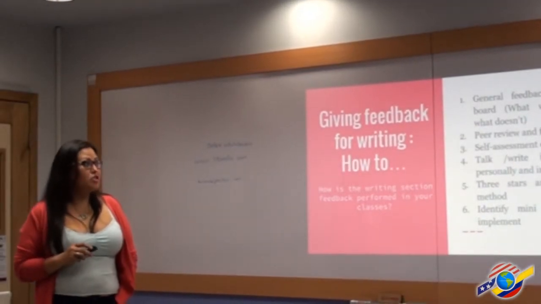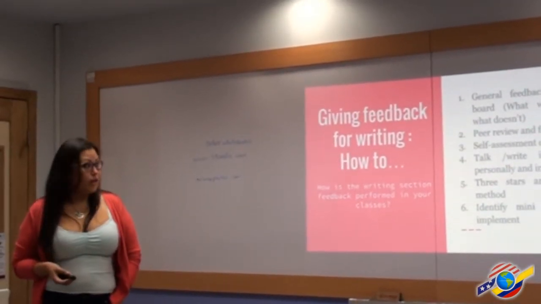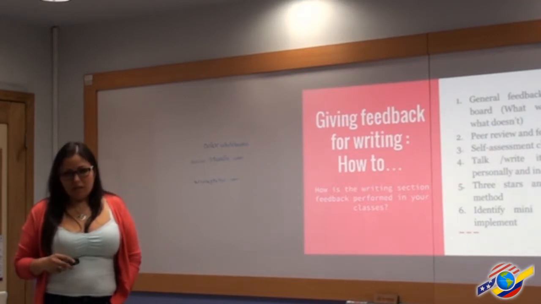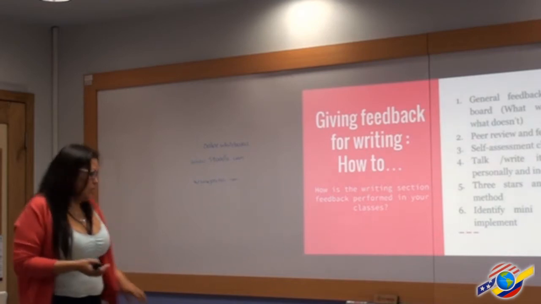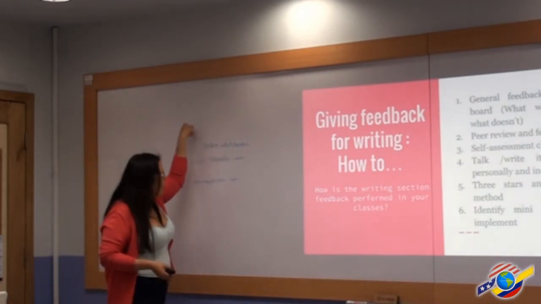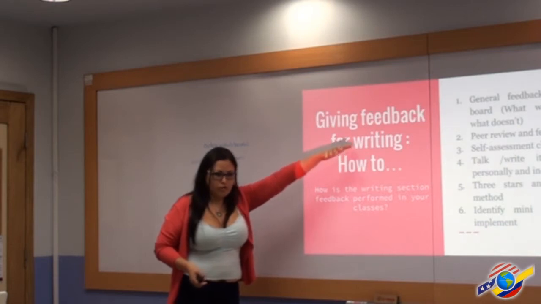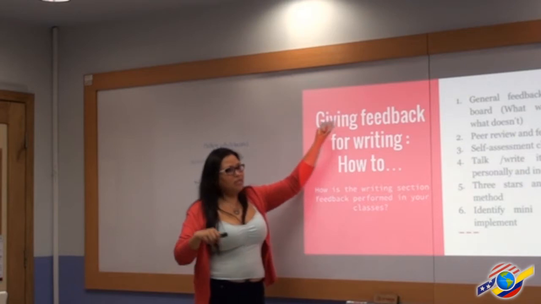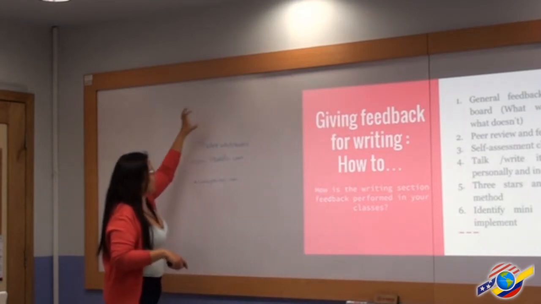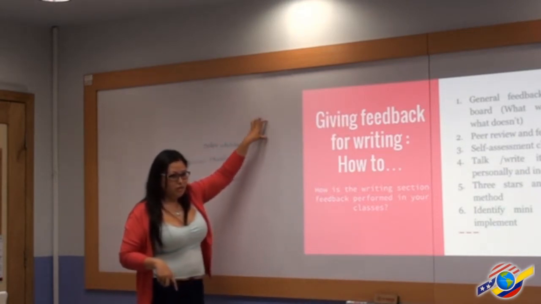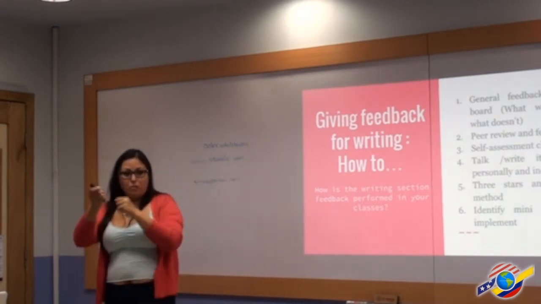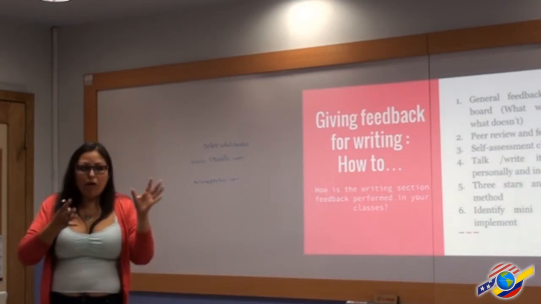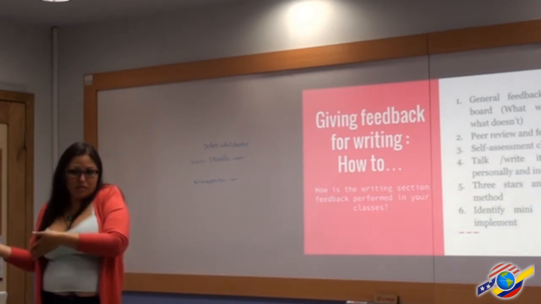So, well, there are 6 types of feedback. The first type of feedback is general feedback on the board. Okay? That's like error correction. What works and what doesn't. I take all my students' essays and I write here what works, and here what doesn't work, and I put the expression, for example, "but" is good, what works. Yes? So you just sample some essays. You don't do everything. Maybe you can make a list of 10 things.